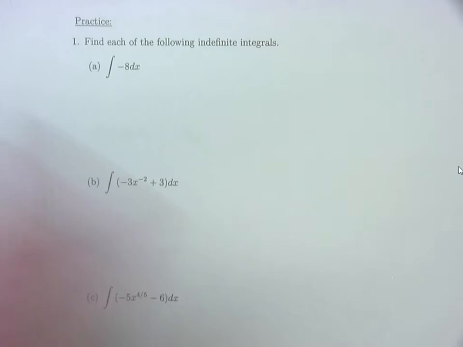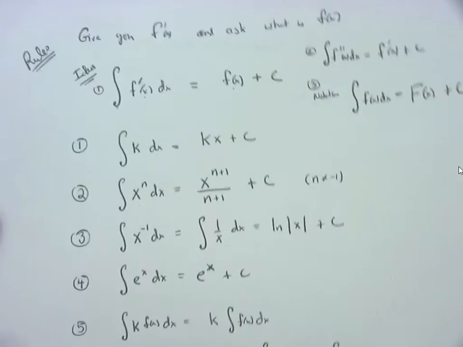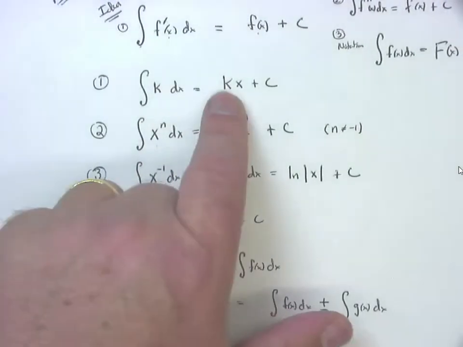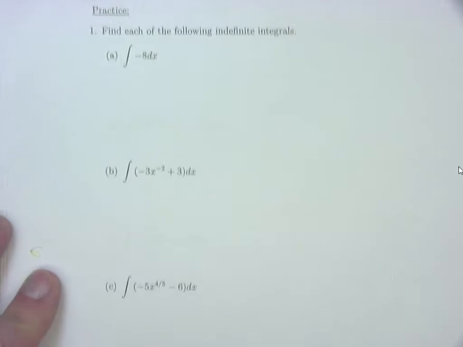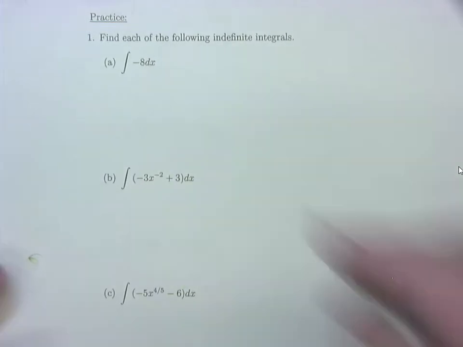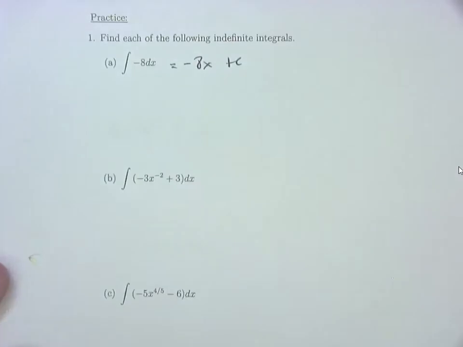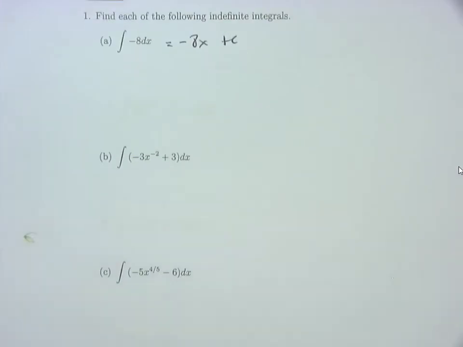So let's see if you guys have these formulas memorized yet. All right. So the first one, what's the integral of -8 dx? And I'm going to pull my little rules that I made up just a few seconds ago. When you integrate a constant with respect to x, you get a constant times that x plus c. So what's the integral of -8 dx? -8x plus c. What's the integral of -3x to -2 plus 3?